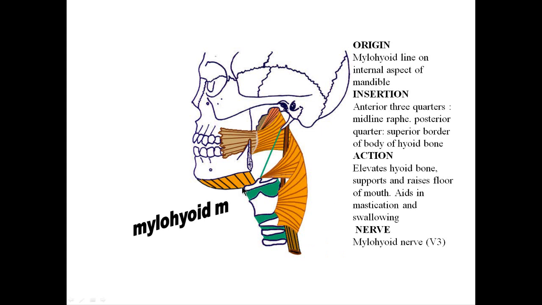Let's throw in some other muscles in the area. The mylohyoid muscle, innervated by the trigeminal nerve, 5-3, forms a sling which keeps your tongue from falling out the bottom of your jaw. It's the mylohyoid muscle. It helps to elevate the hyoid bone, and it assists in chewing and swallowing.